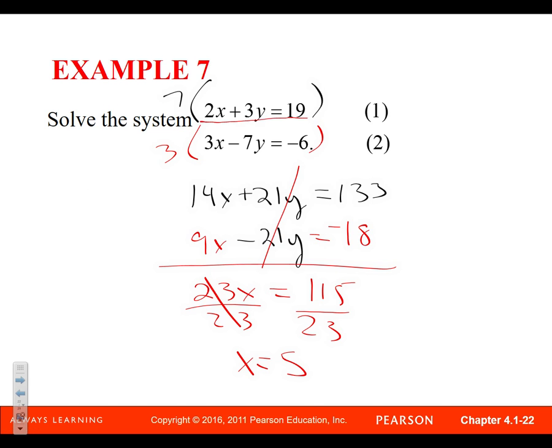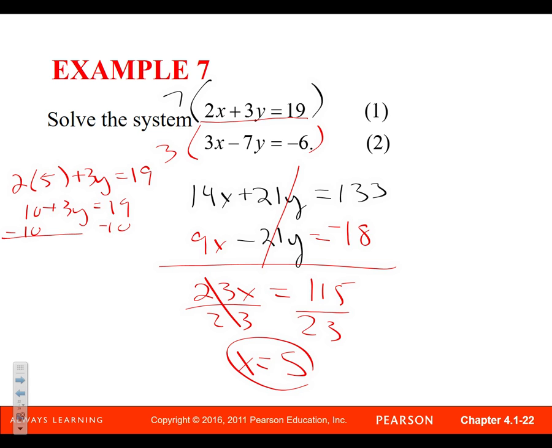So I'm plugging my solution into this equation. That's 2 times 5 plus 3y is 19. Right? Okay, I just did it. So 10 plus 3y is 19. Take 10 from both sides. 3y is 9. Divide both sides by 3. y is 3.